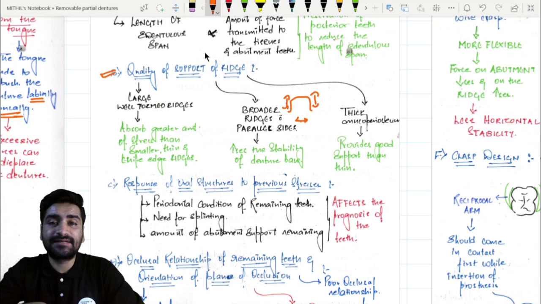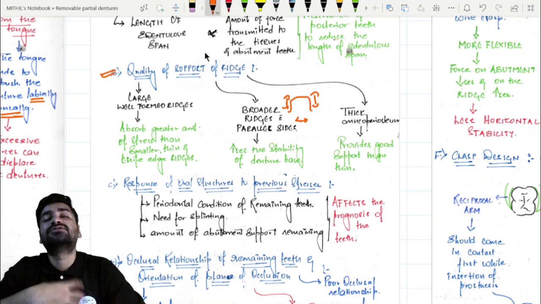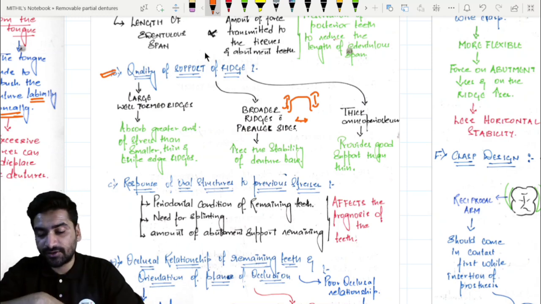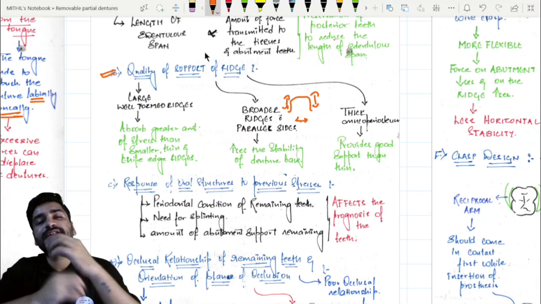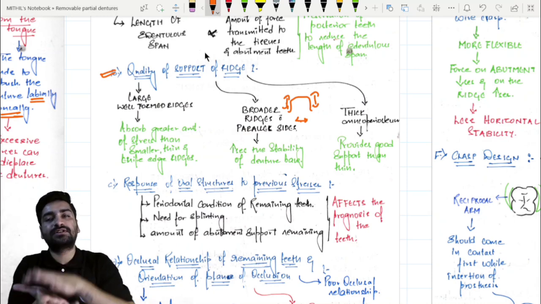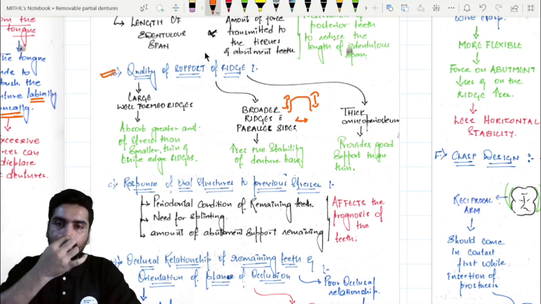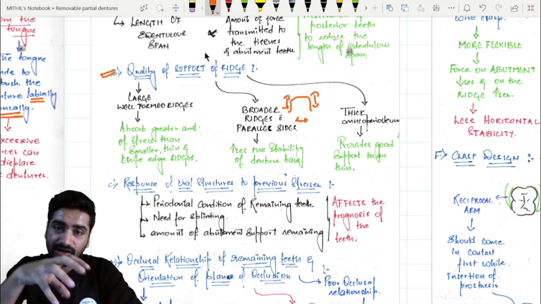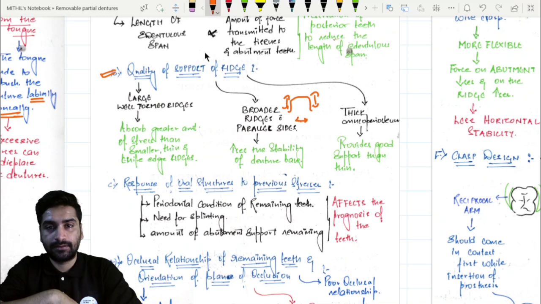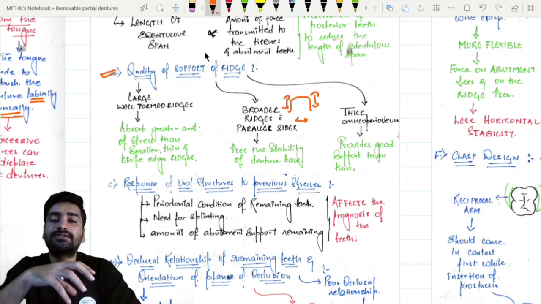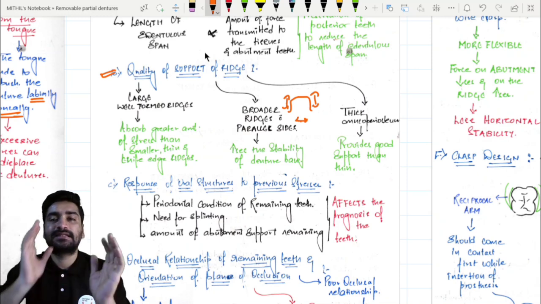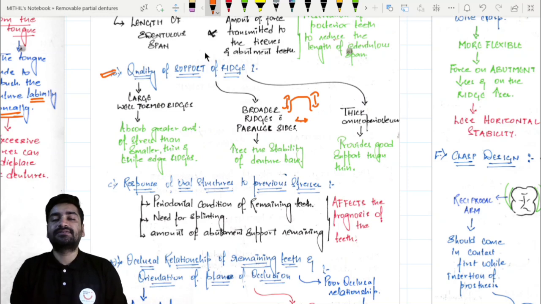Third is thick mucoperiosteum. If the mucoperiosteum, the thickness of the soft tissues, is good, obviously it is going to provide a good amount of support because it provides a good cushioning effect to the underlying bone, where all the forces are going to get directed. So the quality support of the ridge, mainly the structure of the ridge as well as the overlying soft tissue over that ridge, should be kept in mind.